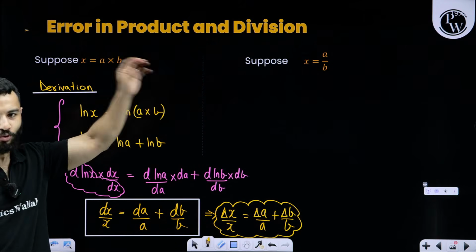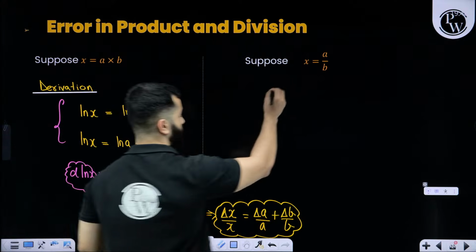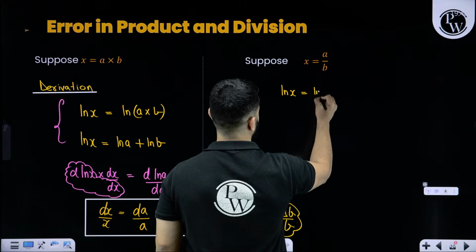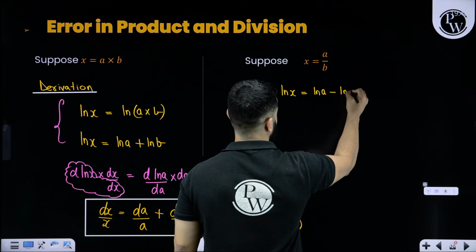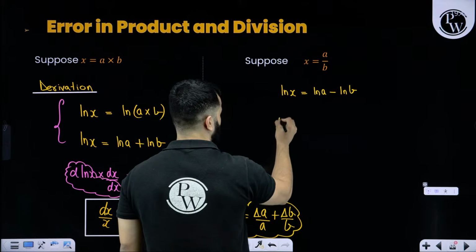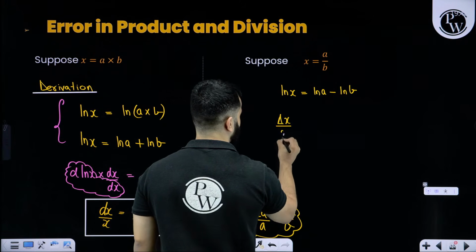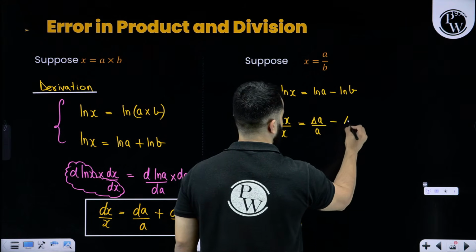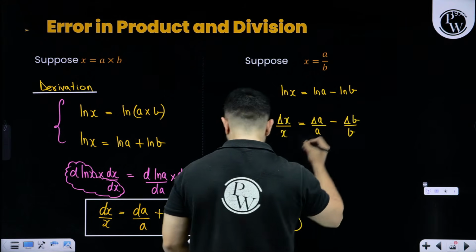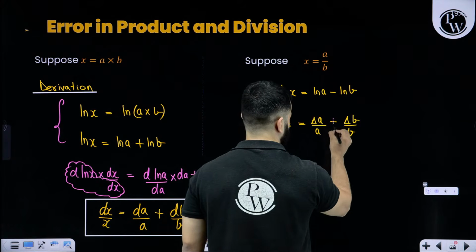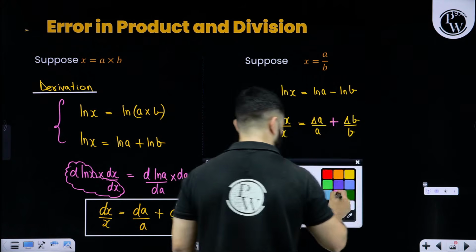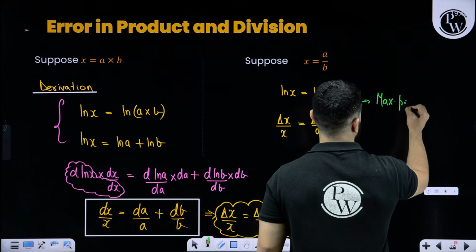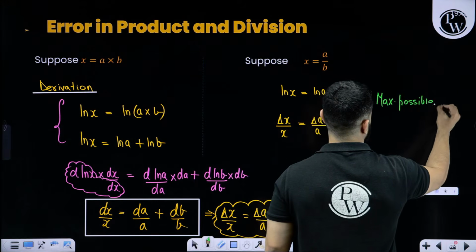Over here we are going to use a similar kind of thing. Pay attention. This will become natural log x, this will become natural log a minus natural log b, right? When we solve it, we get delta x divided by x equals delta a divided by a minus delta b divided by b. But we are going to change this sign to a positive sign, because again, let me tell you, we always find the error for the maximum possible error.